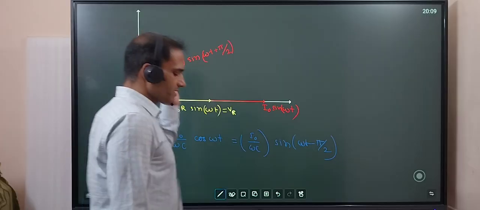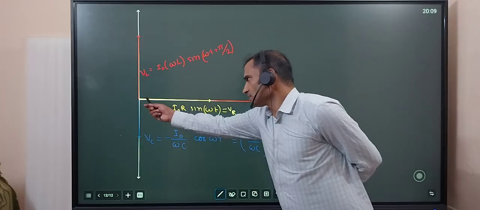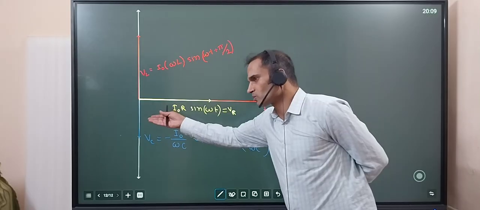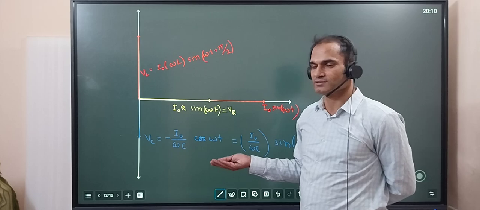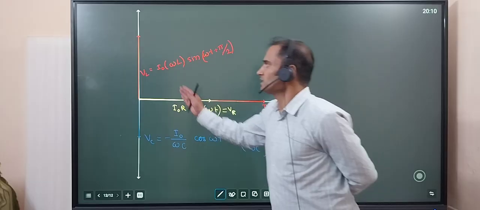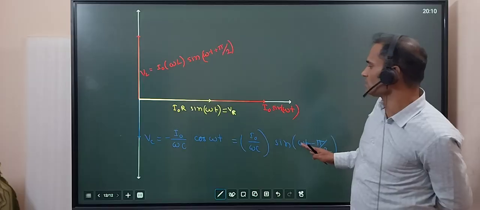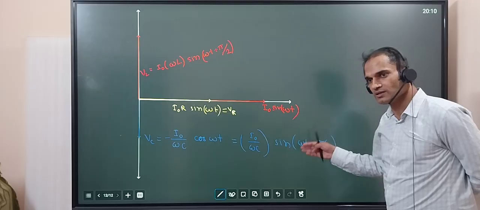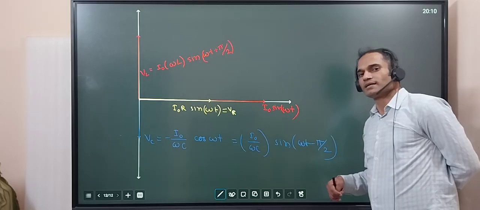So I will explain again because this is complex and people get confused. Okay, this is the voltage phasor, and voltage across the resistance is in the same phase, both are sine, but voltage across the inductor is 90 degree ahead, and voltage across the capacitor is 90 degree lagging. Okay, voltage across the capacitor is lagging compared to the current.